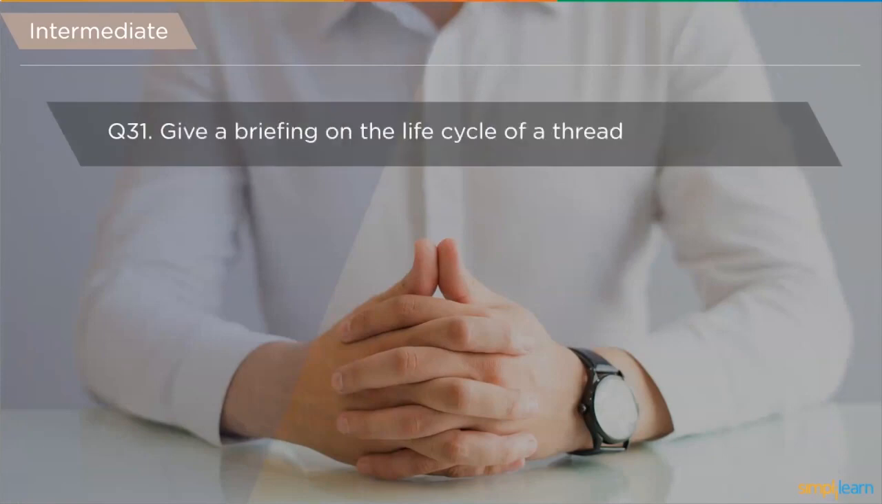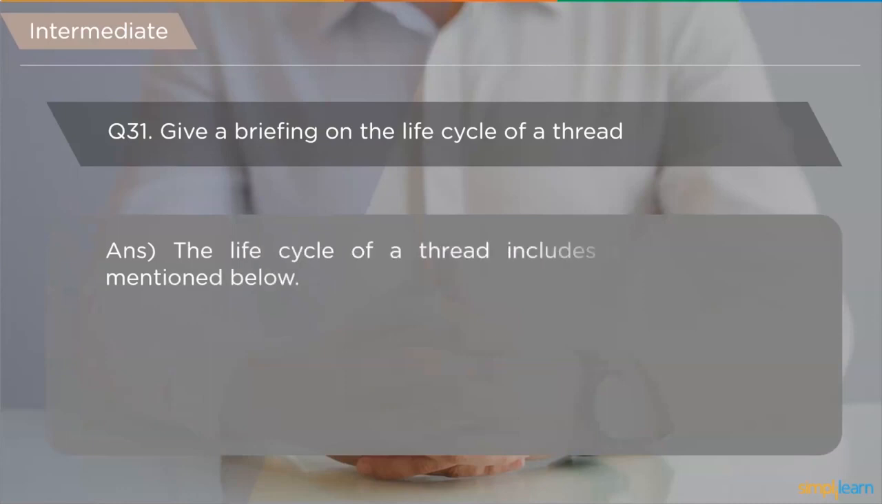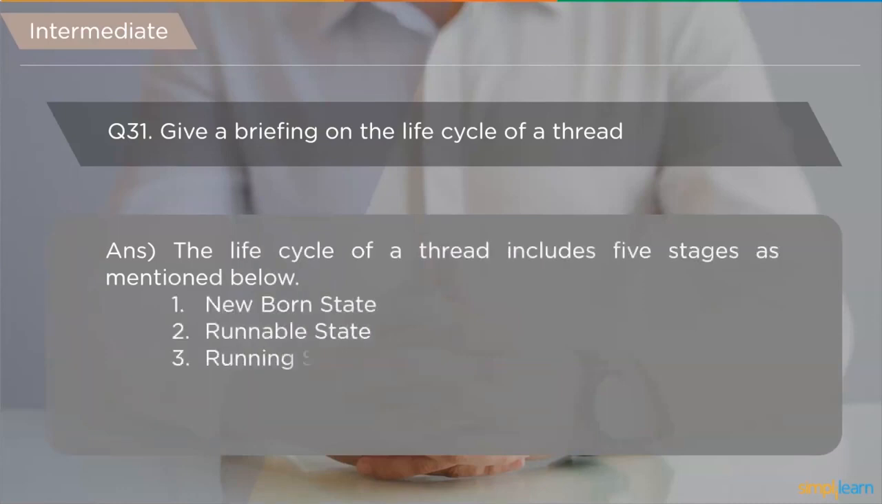Give a briefing on the life cycle of a thread. The life cycle of a thread includes five stages, which are as mentioned below. Newly born state, then runnable state, which provides the JVM with feedback that I'm ready to run now, followed by the running stage where the thread is actually running, followed by the blocked stage. Basically the thread will be blocked for some reason, for some intermediate output, or if the thread is waiting for an input from another source or something similar. That's where the blocked state comes into existence. And finally the dead state. Once everything is processed, the thread is eliminated by the JVM.